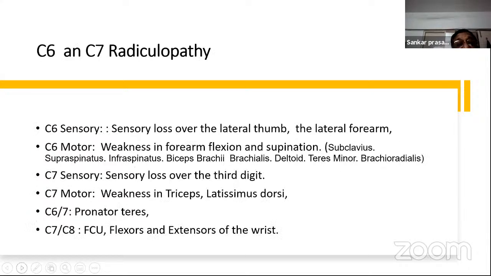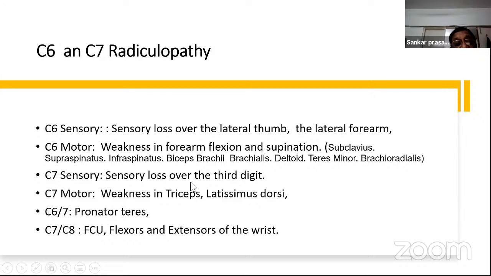And let's see a bit about radiculopathies, because this is an important aspect. C6: sensory loss over the lateral thumb and the lateral forearm, and motor weakness in forearm flexion and supination. And what are the muscles? C6 motor supplies subclavius, supraspinatus, infraspinatus, biceps brachii, brachialis, deltoid, teres minor, brachioradialis, all have C6 fibers.